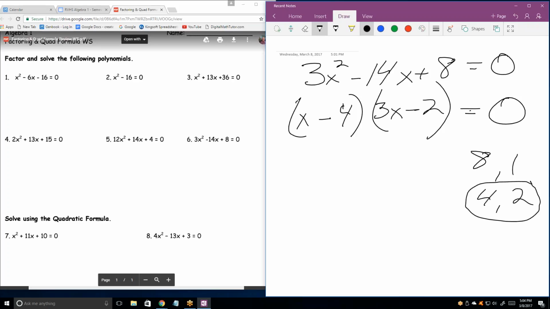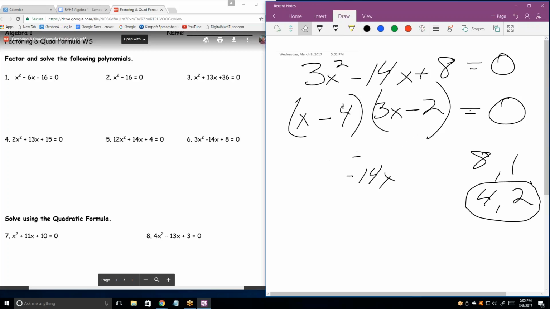Does this work? What's that equal to? 1x. Multiplication, not subtraction. Oh. 4 minus 4x. And what is that equal to? Minus 2x. Add them together. Minus 14x. We got it.